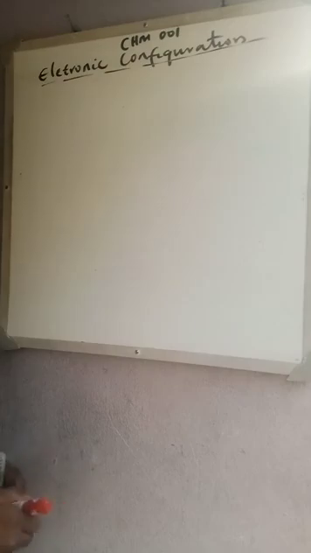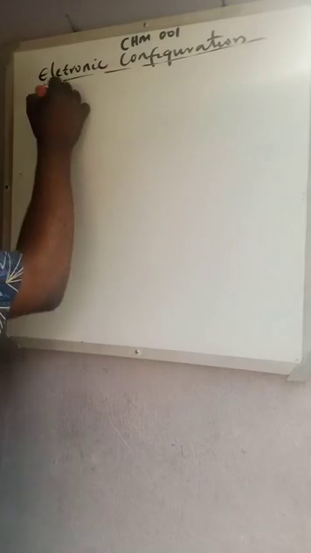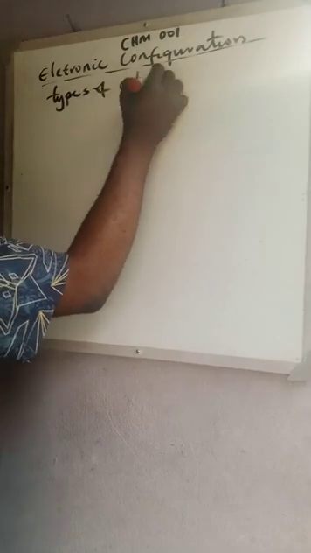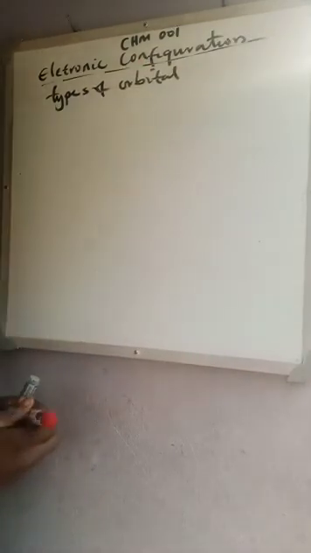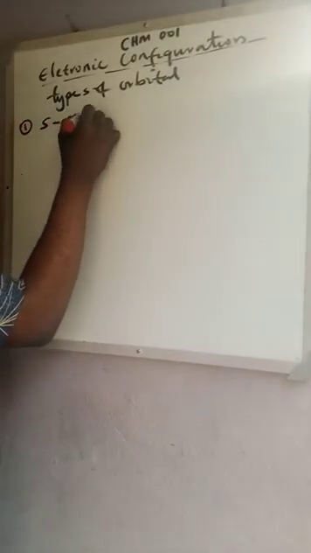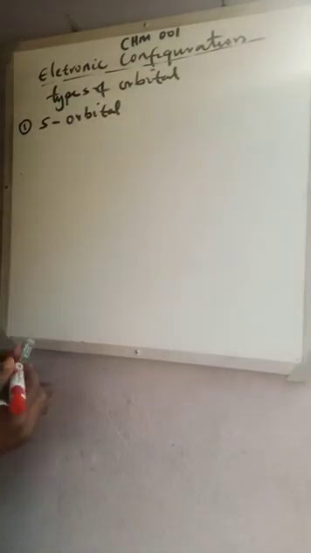Good. Now there are four types of orbitals. Number one is the s orbital. Now you'll be writing because I won't be writing everything here. The s orbital is the first orbital in the configuration of elements.